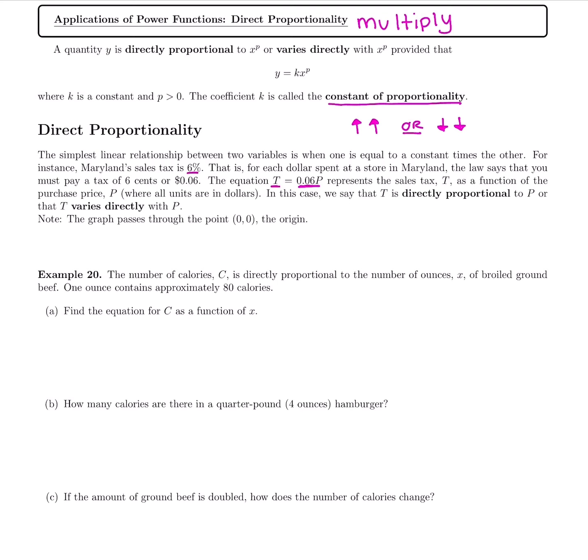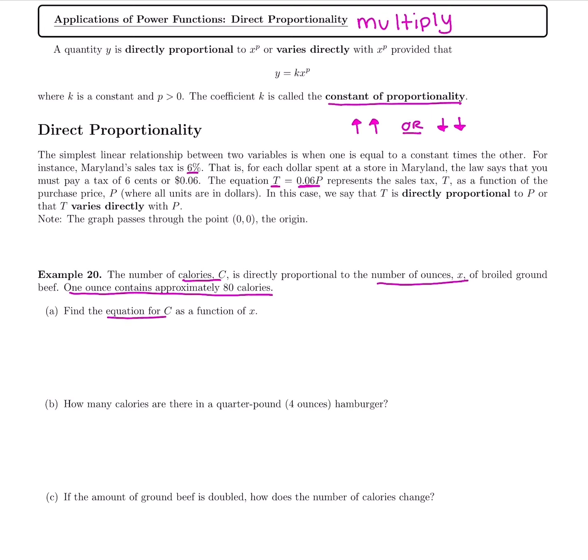So let's talk about eating first. We have the number of calories, C, is directly proportional to the number of ounces, X. And this is for broiled ground beef. 1 ounce contains 80 calories. So the more ounces of beef that you eat, the more calories that you take in. They're directly proportional. 1 ounce has 80 calories.